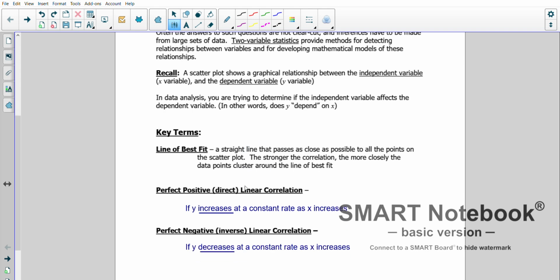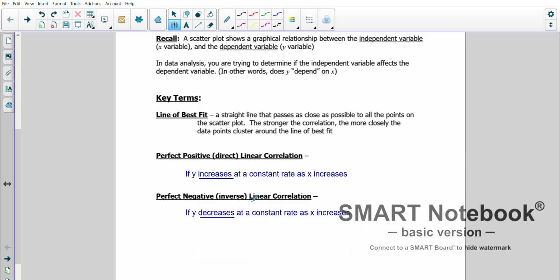Just as a recall, the line of best fit is a straight line that passes as close to all the points as possible on the scatter plot. The stronger the correlation, the more closely the data points cluster along the line of best fit. A perfect positive correlation exists when y is increasing at a constant rate. That means the line of best fit will go through each point in a positive way, so going up. Whereas the perfect negative linear correlation is the reverse. Y will be decreasing at a constant rate, so the line of best fit will go through each x value going downwards.